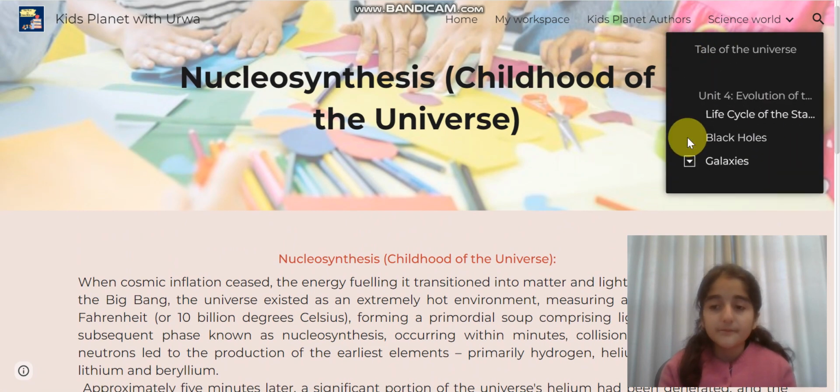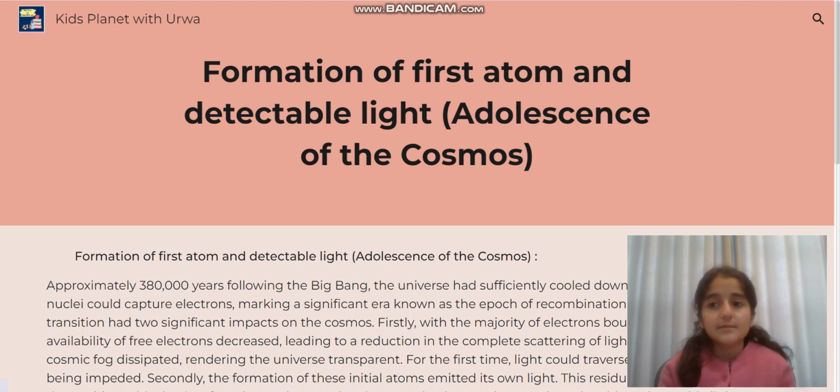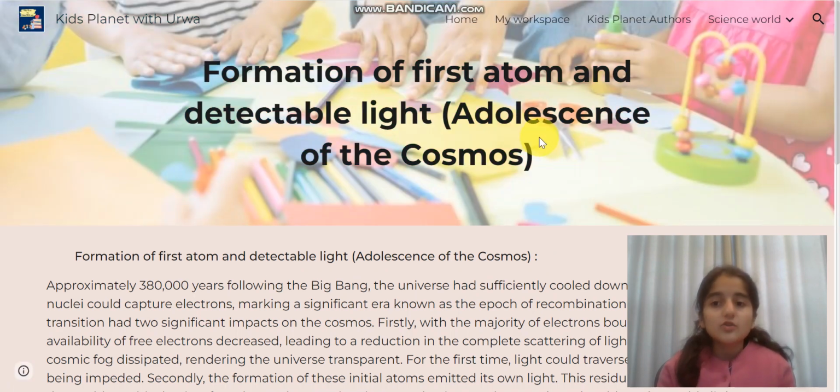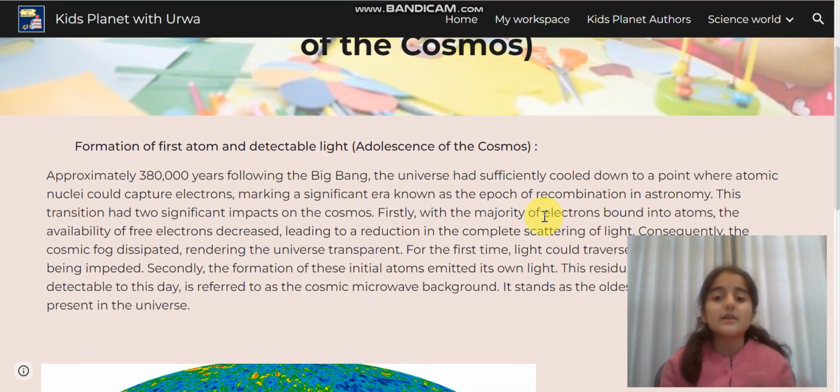Let's move on. Now we will learn about the formation of the first atom and detectable light. Approximately 380,000 years after the Big Bang, the universe had sufficiently cooled down to the point where atomic nuclei could capture electrons. This marked a significant era known as the epoch of recombination in astronomy. This transition had two significant impacts on the cosmos.